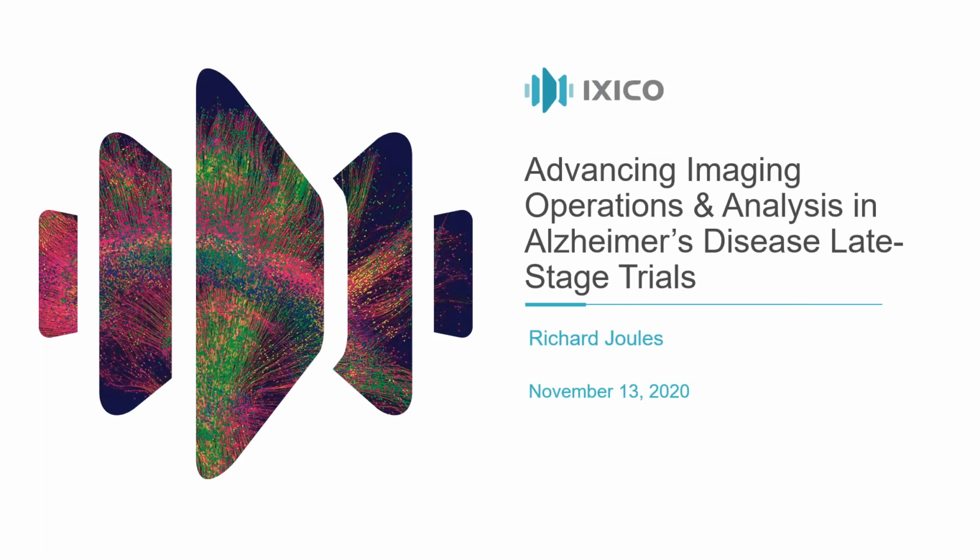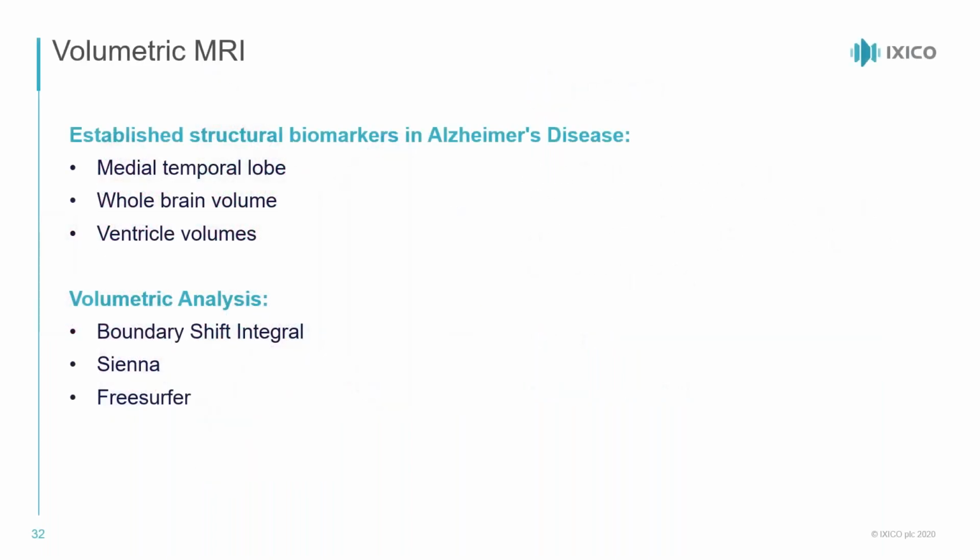For the next few minutes, I'd like to focus on volumetric analysis of structural MR images, specifically looking at some of the core biomarker regions typically employed in clinical trials, so primarily the hippocampus, but also the whole brain and lateral ventricles. Volume measures and volume change measures in these regions have been assessed with several established methods within the literature and in previous trials, such as the BSI, SIENA, and FreeSurfer pipelines.